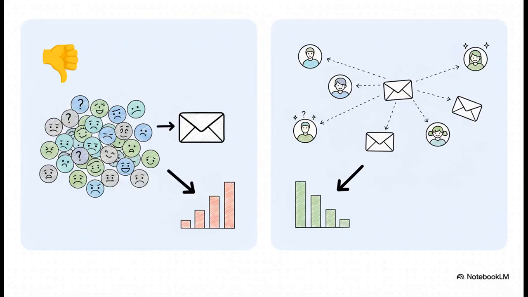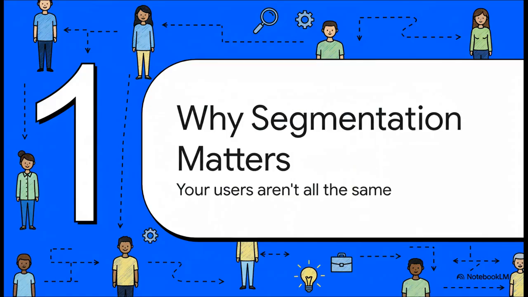And this really lays out the two paths you can take. On the one hand, you've got the generic broadcasts, which almost always lead to low open rates and, you guessed it, more people churning. But on the other hand, you have targeted segments. And that's where the magic happens. That's where you see engagement and retention start to climb, just by sending the right message to the right person at the right time.